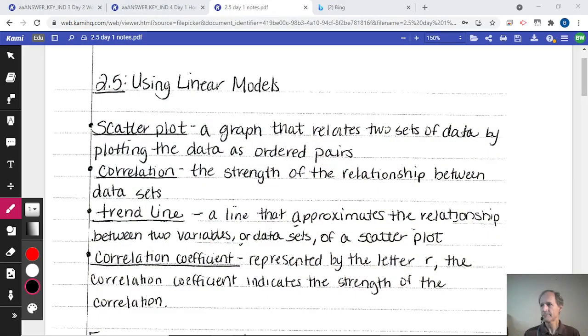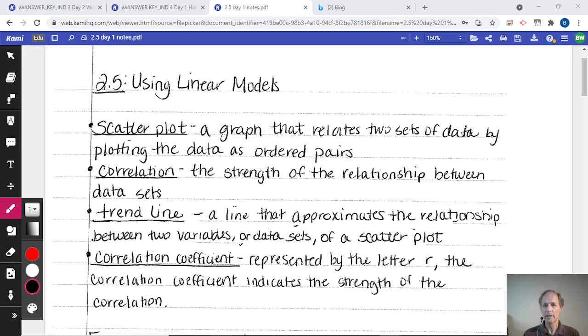Hi guys. Well, we've been studying linear equations and some forms of linear equations such as the slope-intercept form and so on. You might wonder, what do people actually use these equations for? And we're going to look today at one of those things, which is linear modeling. So let's look. Section 2.5, using linear models.